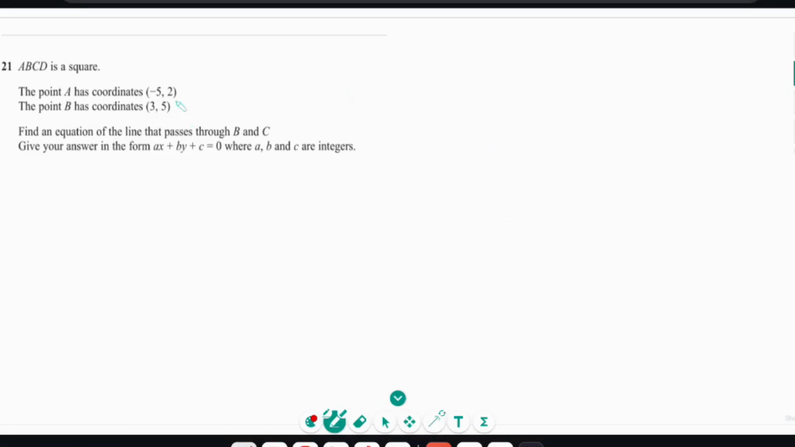Okay, now I like to make a rough sketch here. So imagine 0, 0 is there. So -5, 2, that's your coordinate A. 3, 5 is your coordinate B. So we know it's a square. So CD.